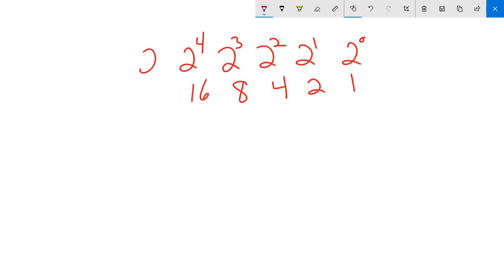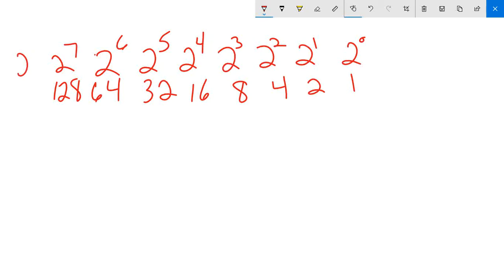Remember our story, 1 grain of rice. We're just doubling things each time. 2 to the fifth is 32. And let's go at least one more. 2 to the 6 is 64. And 2 to the 7th is 128. And I have room for one more. 2 to the 8th is 256. Okay, so I have all those.